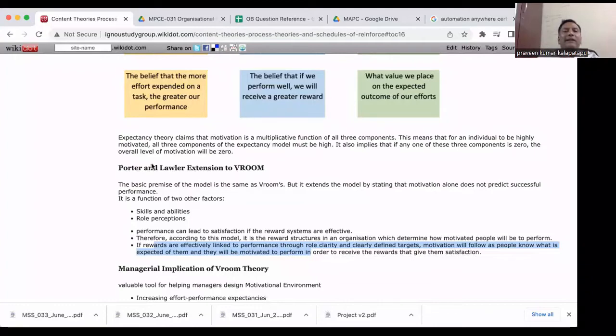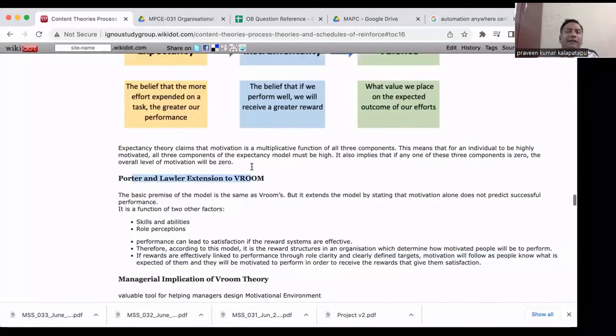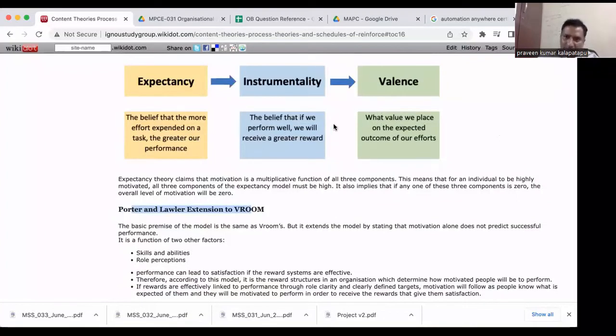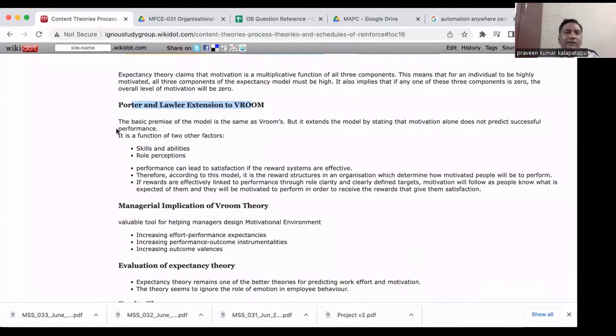Okay, so that is exactly what Porter and Lawler extended on Vroom's. Otherwise, it is the same concept: expectancy, instrumentality, and valence. So these are the additional points that he brought in. One point is he told that there are factors, that is skills, abilities, and role perception.